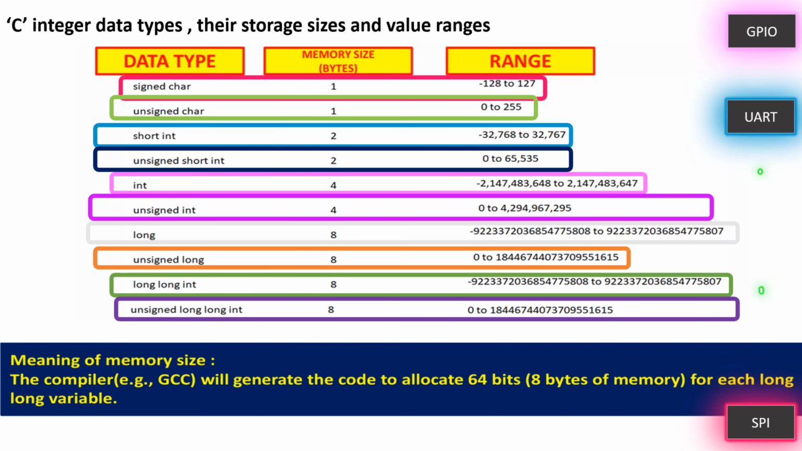For example, on some compilers, a variable of type int may consume 2 bytes, and on some compilers, the size may be 4 bytes. The same is true for long. Some compilers consider the size of long as 4 bytes, and some consider it as 8 bytes. So everything depends upon the way the compiler is designed, right?